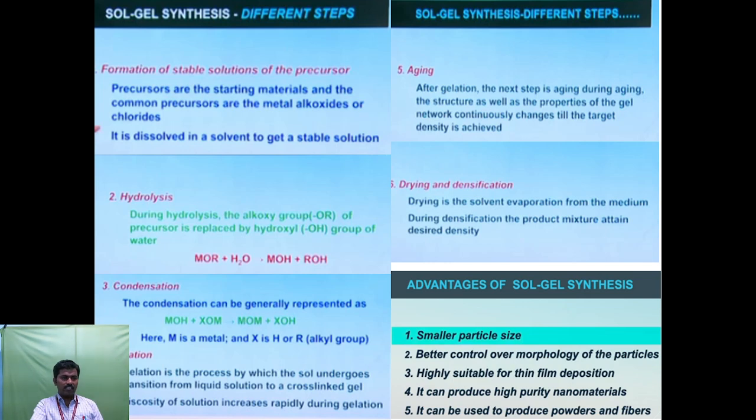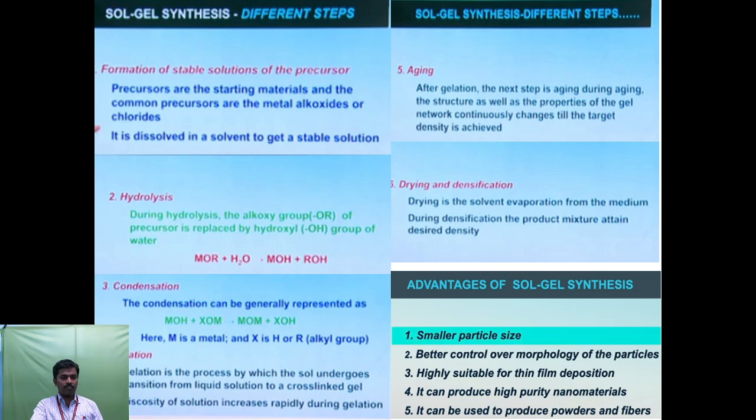Next step is hydrolysis. During the hydrolysis, the alkoxy group of the precursor is replaced by the hydroxyl group of water. Next, condensation. So condensation can be generally represented in the equation. Here M is a metal, X is a hydrogen or an alkyl group.